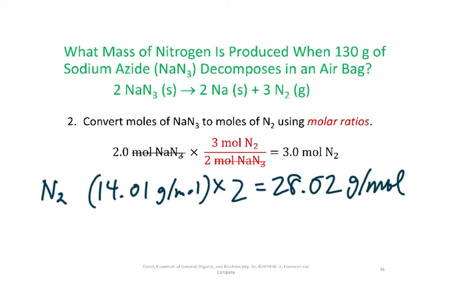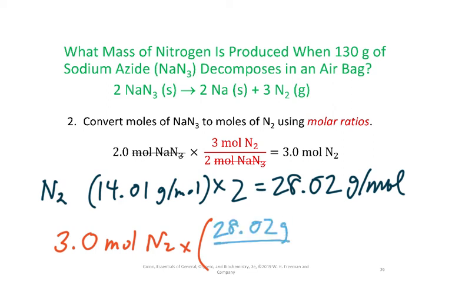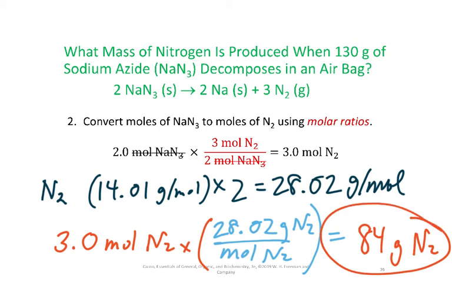So if I take moles, which is 3.0 moles of N2, multiply by the molar mass, right, I want to go from moles to grams. So I put grams on top. Mole cancels out. And we get 84 grams of N2. So if we start with 130 grams of sodium azide, we would get 84 grams of N2.